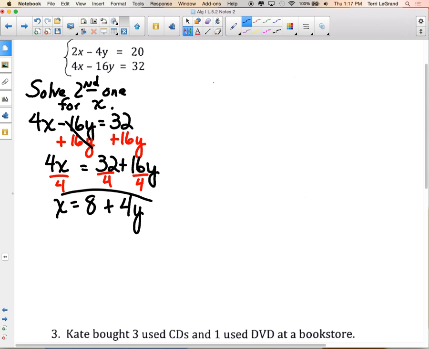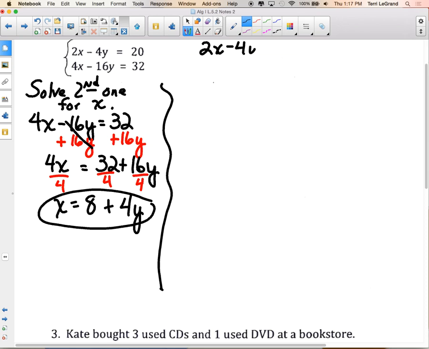We have accomplished renaming the second equation. Our first equation did not get renamed. Our second equation's new name is x equals 8 plus 4y. And the less willing you are to write down stuff, the more confused you'll get and lose track of what's going on and end up with answers that you went through all this work for that won't be right in the end.